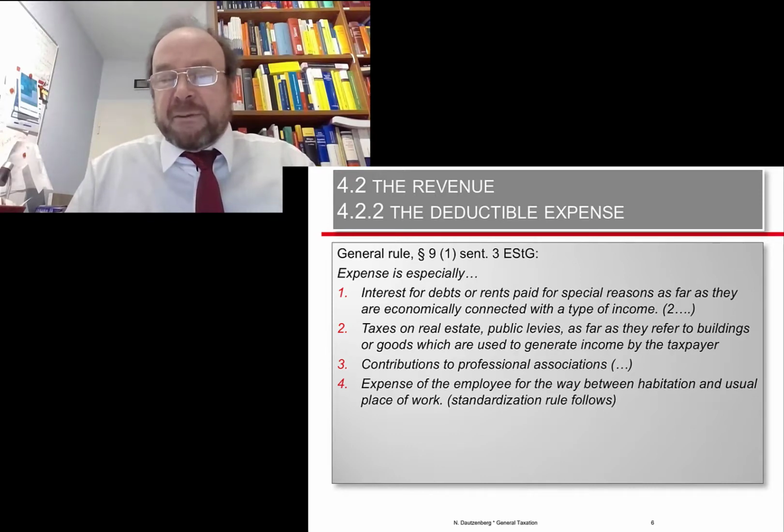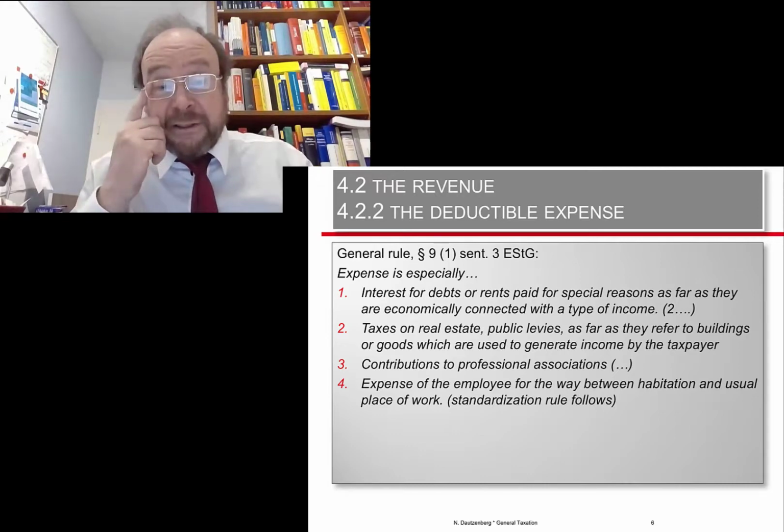And the expense which an employee has to take for the way between the private habitation and the usual place of work. Naturally, it is not possible to have a job without going there and going back. So the way to work is necessary to do the job, and so the money, the expense spent on the travel to work, on commuting, that money is incurred in order to keep and or get the job.